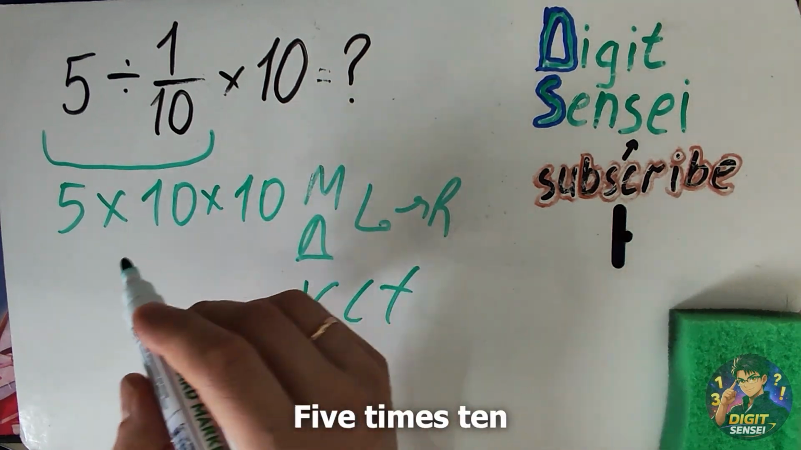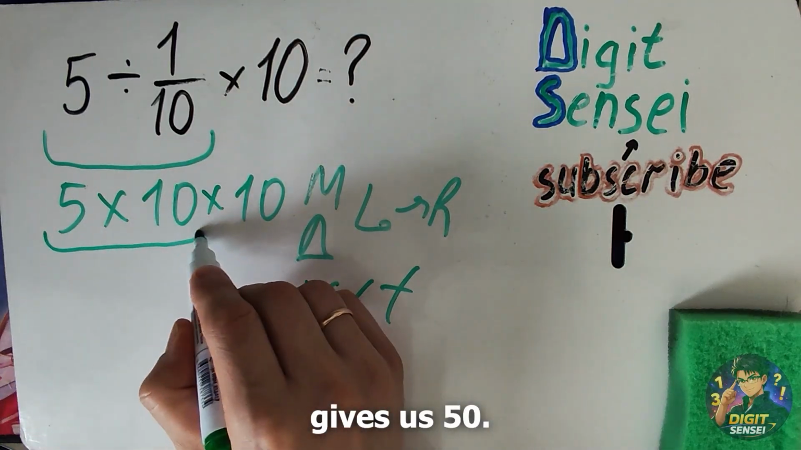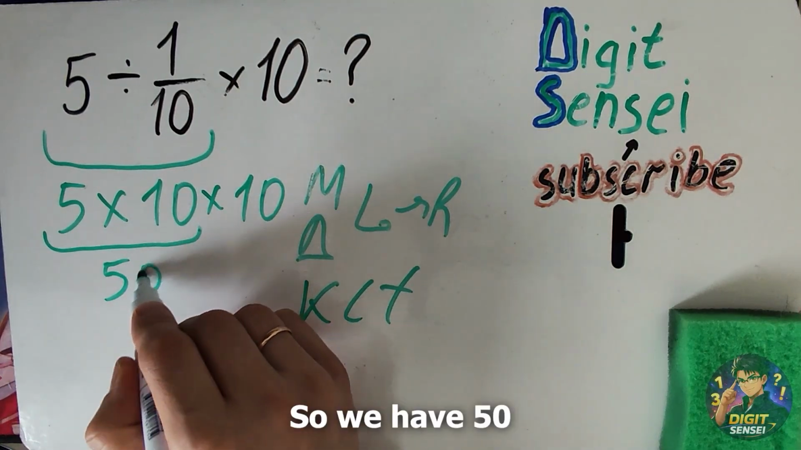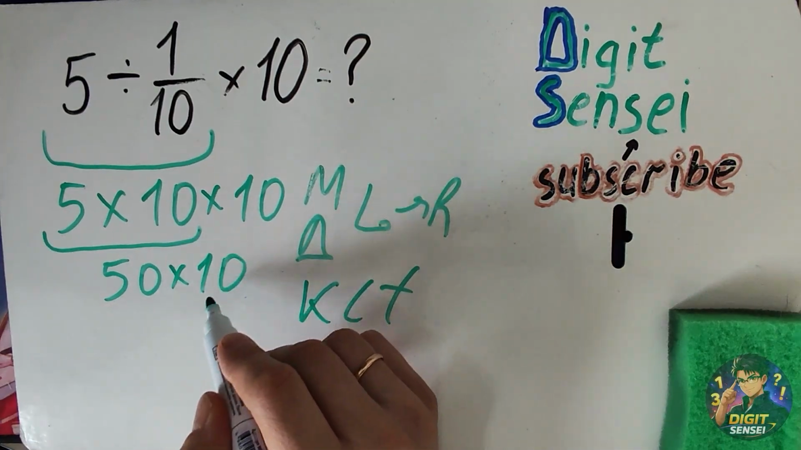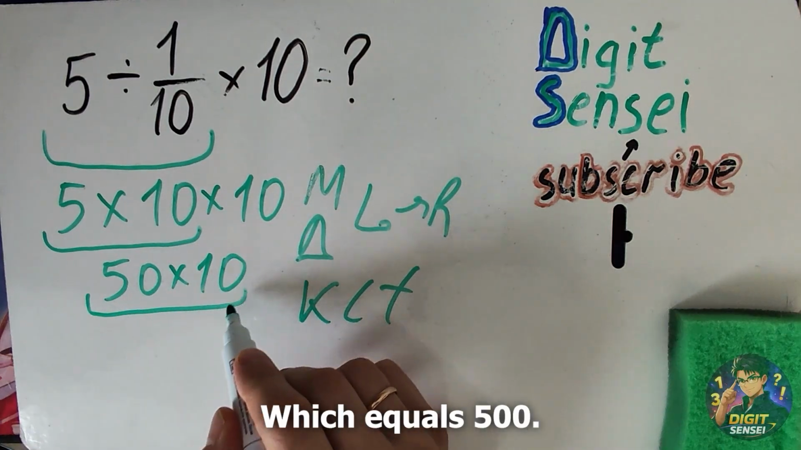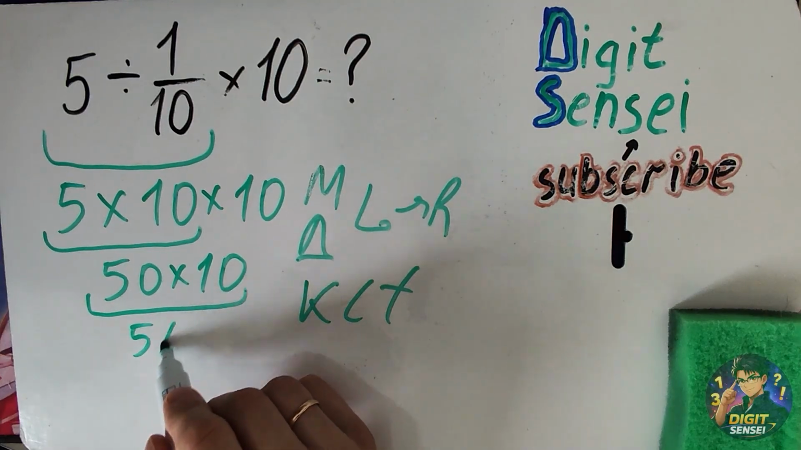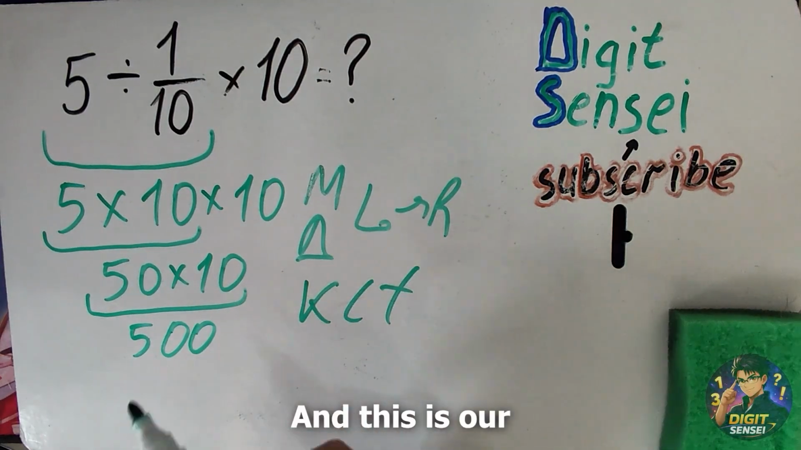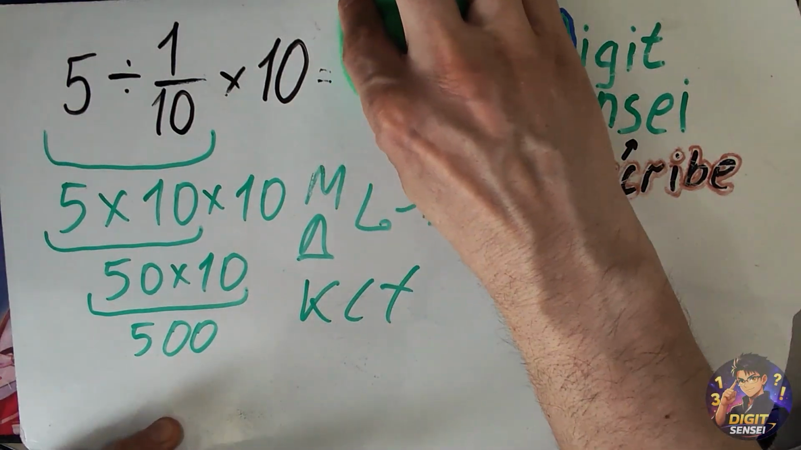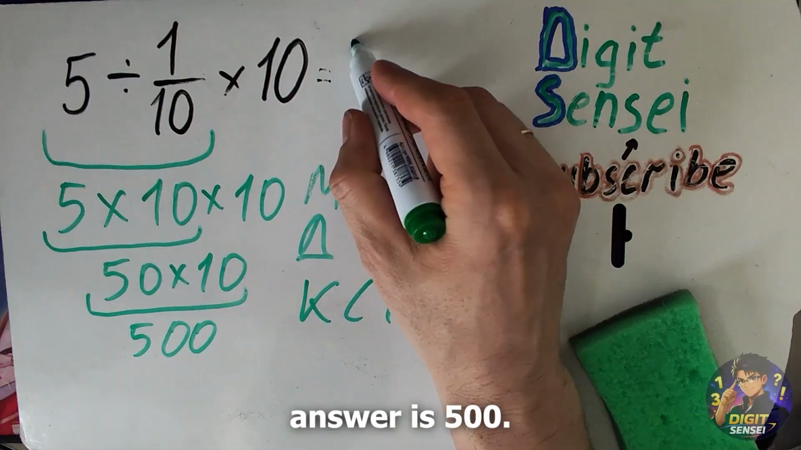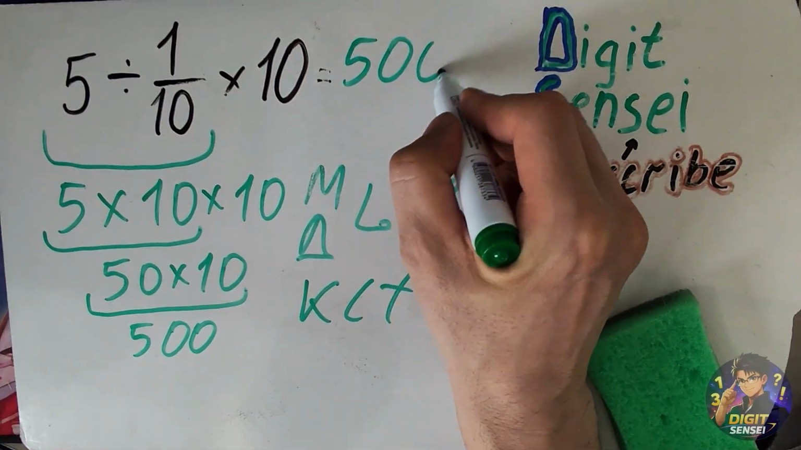Okay, 5 times 10 gives us 50. So we have 50 times 10, which equals 500. And this is our final answer to this problem. The correct answer is 500.